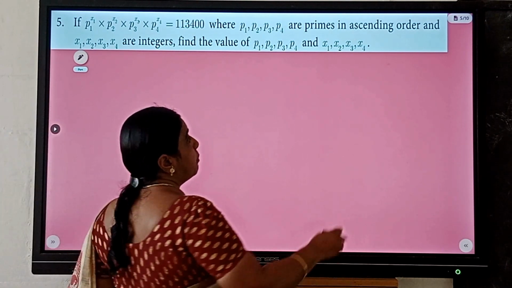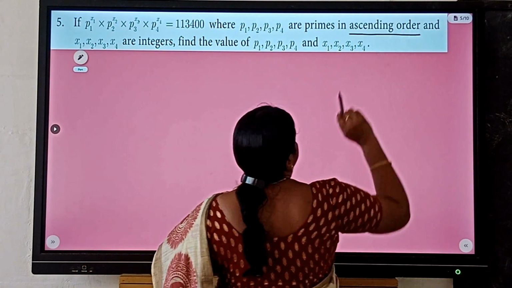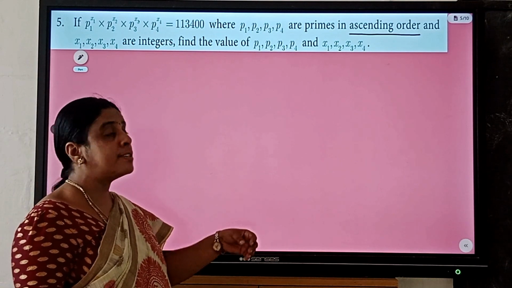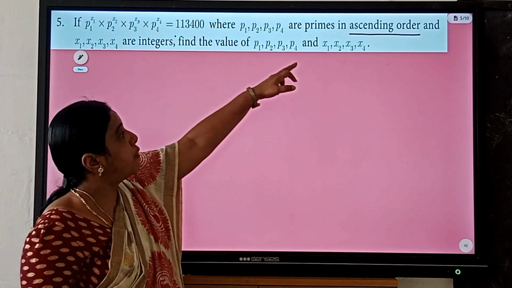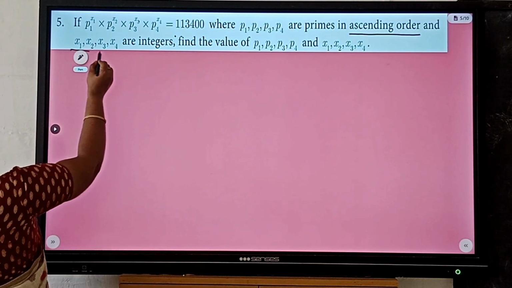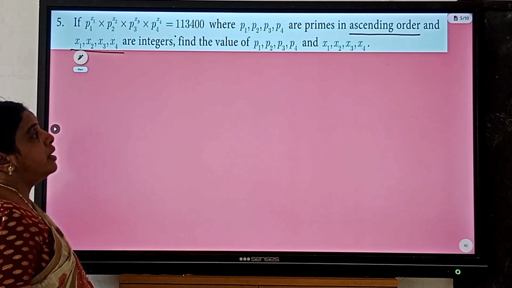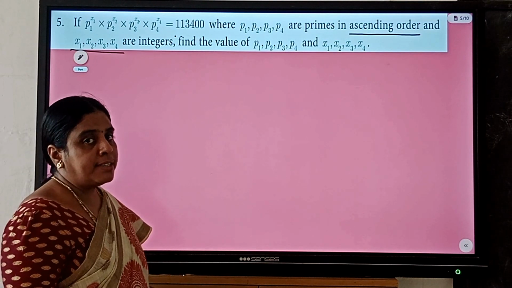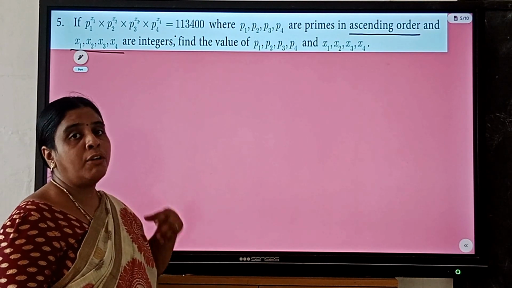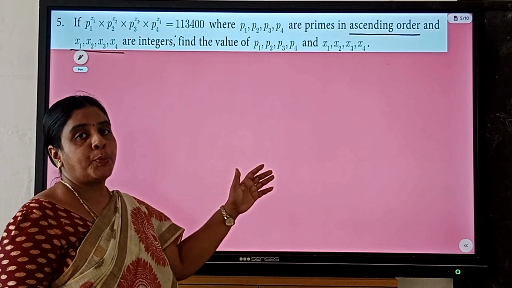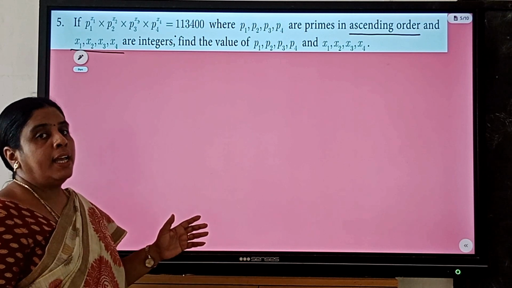So that is a very important thing. We have to see they have to be written in ascending order. The factors of this number we have to write in ascending order. And x1, x2, x3, x4 are integers. Now find the values of P1, P2, P3, P4 and x1, x2, x3 and x4.